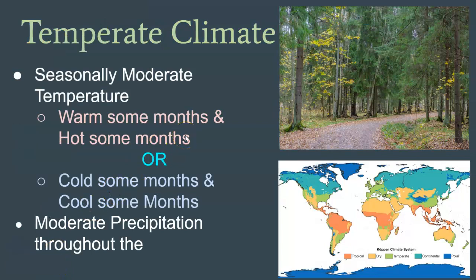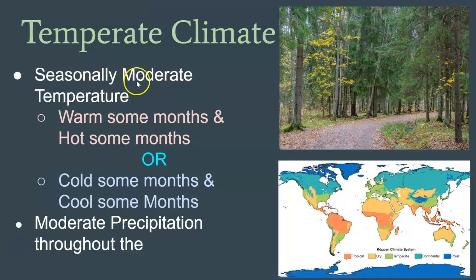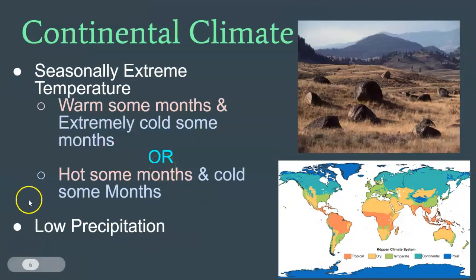Okay, our second type of climate that we're going to talk about is a temperate climate. Now, a temperate climate is this green. So if you think of Michigan a little bit in there, Europe is green, parts of Asia, but it's moderate temperatures. So it's warm some months, but it could also be hot some months. Or it can be cold. So if we think of January in Michigan, or it could be cool. And then there's moderate precipitation throughout. So you do get snow and rain and that type of thing, but not usually a ton at once.